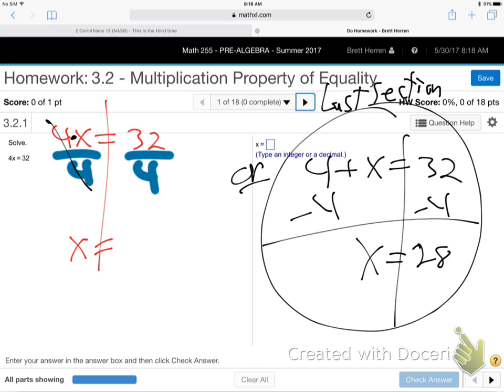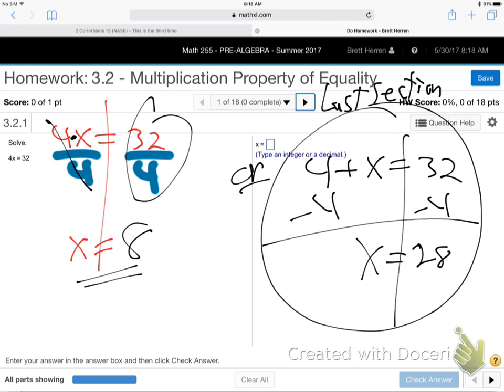Yeah, these are gone. That gets rid of it, right? Doing the opposite always gets rid of it. But I have to do the same thing to both sides to keep the balance. So the other side's division. 32 divided by 4? 8. That's our real answer on this problem. Does that make sense?